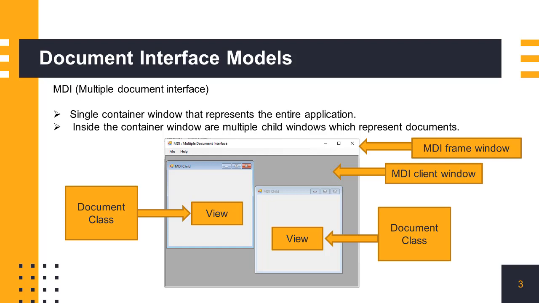An MDI client window is a special type of child window of the frame window and serves as the background for child windows. It is a container for MDI child forms. An MDI child form is where we design controls for user interaction. When the user opens or creates a new document, a new child window is created, which is displayed in the MDI client area. MDI applications can support more than one kind of document.